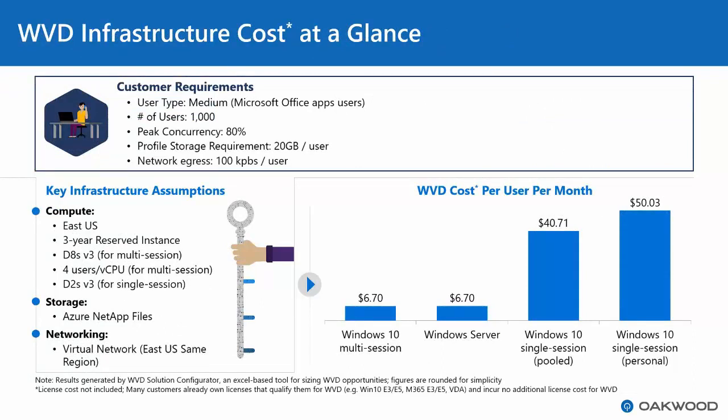Okay, just a little bit of breakdown on what it costs per user for different types of Windows Virtual Desktop deployments. So if you look at Windows 10 multi-session, which again you can only run in Windows Virtual Desktop in Azure, you're looking at about $6.70 per user when you take into account storage, VM costs, networking, etc. So when you look at Windows Server, that's $670. If you're looking at Windows 10 single session or Windows 10 single session personal deployment, your costs get quite a bit higher.